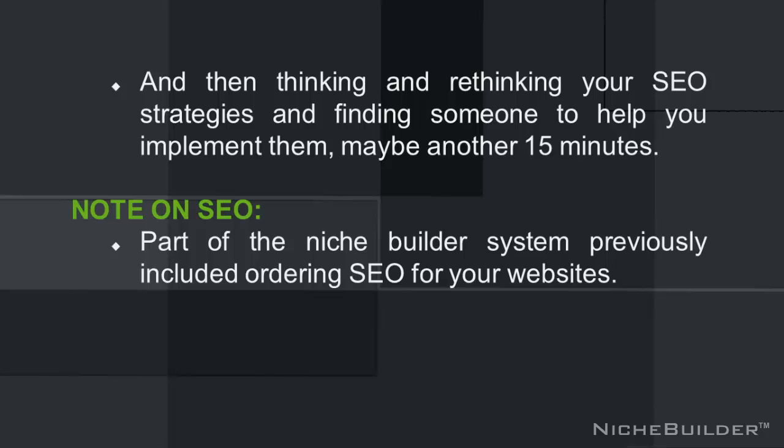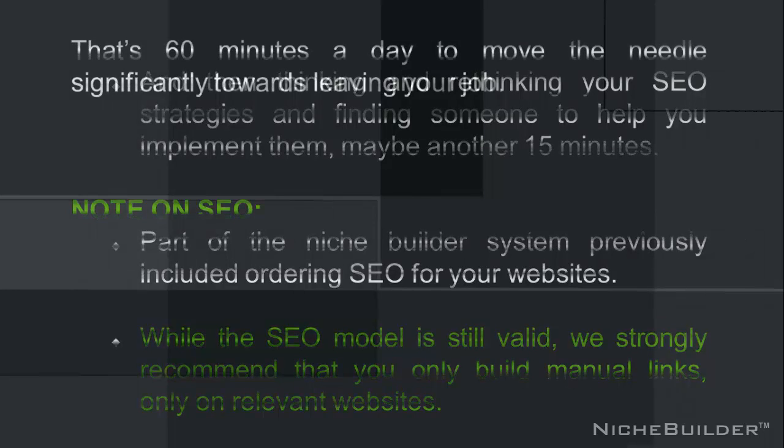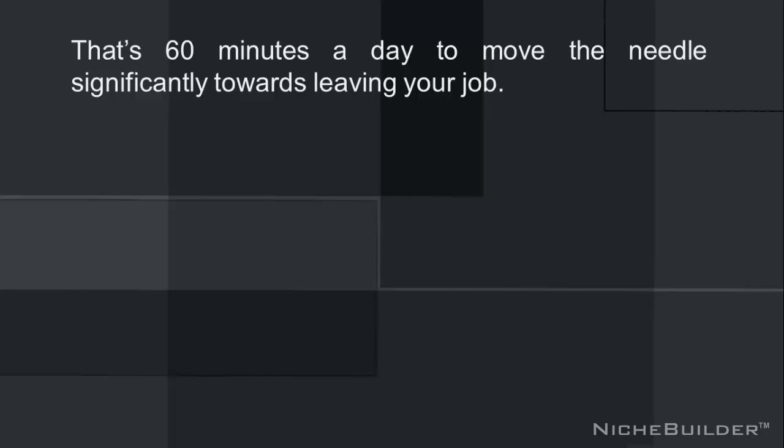Part of the Niche Builder system previously included ordering SEO for your websites. That SEO was primarily comprised of purchasing backlinks for your websites. In 2012, Google implemented the Panda and Penguin updates. These updates largely devalued and deranked any sites that had built spammy, automated, or unrelated links. While the SEO model is still valid, we strongly recommend that you only build manual links on relevant websites. And there you have it. That's 60 minutes a day to move the needle significantly towards leaving your job.